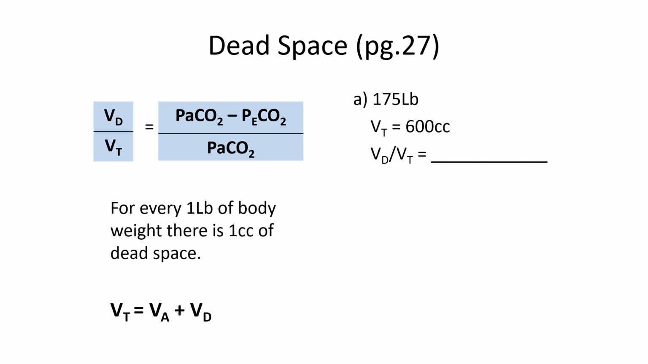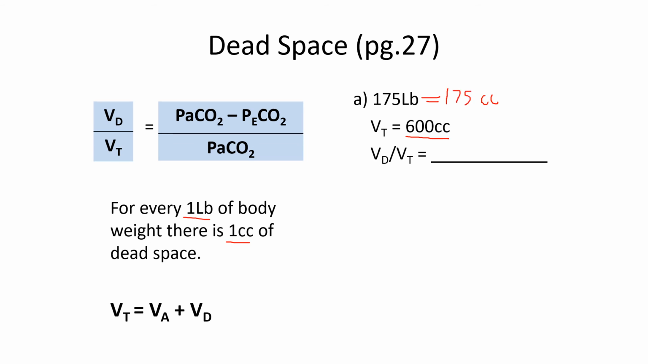All right, now we have to take into account the dead space. So you have to subtract out the dead space. For every pound, there's about 1 cc. So this is total. What's the dead space? How much dead space is there? If 1 pound equals 1 cc, how many cc is dead space? 1 pound equals 1 cc, 175 equals?